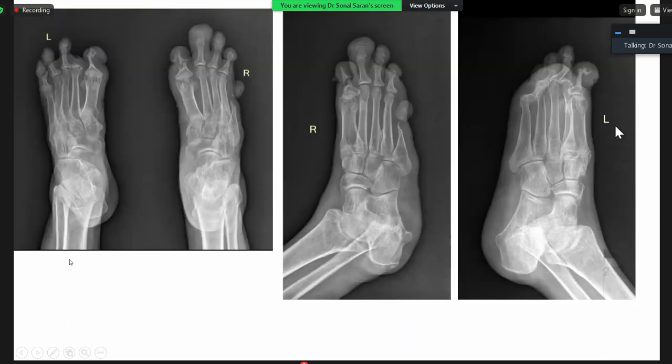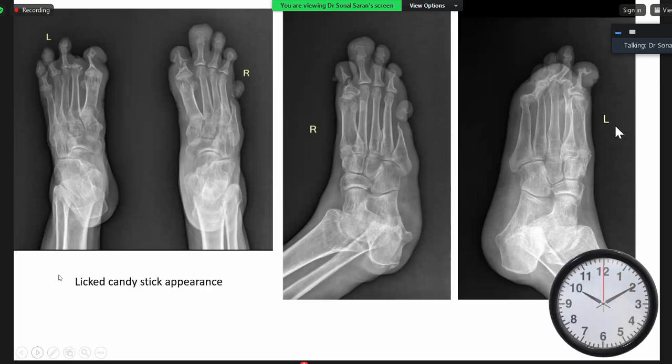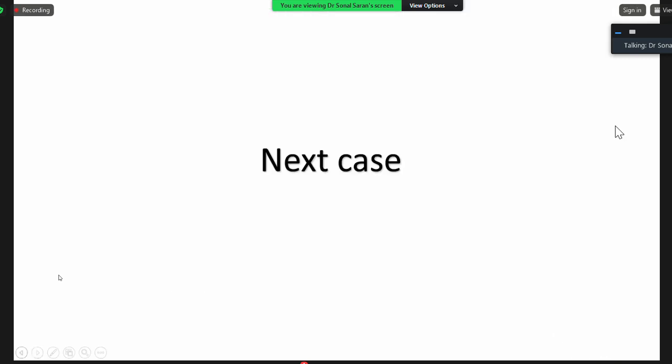What do you see here? Right? So we can see erosion of the metatarsals and phalanges over here in the toes. So this is a case of licked candy stick appearance. It is a known case of leprosy, but licked candy stick appearance can also be seen in psoriasis.